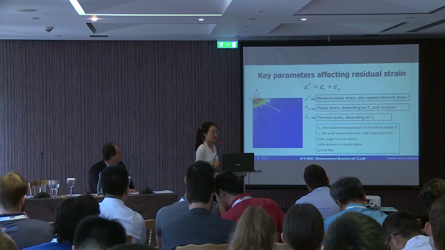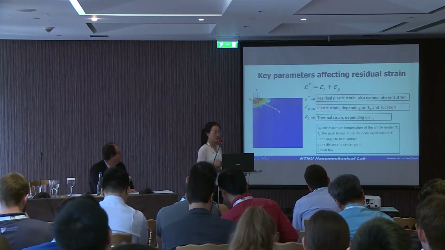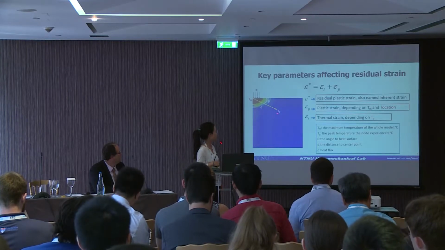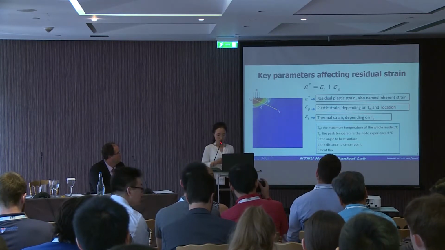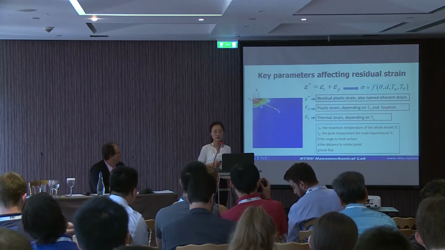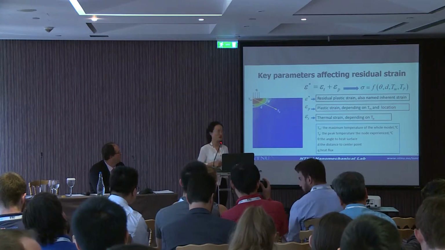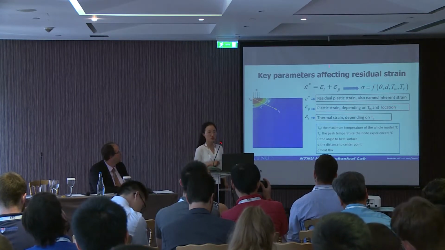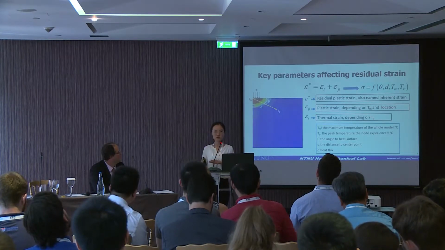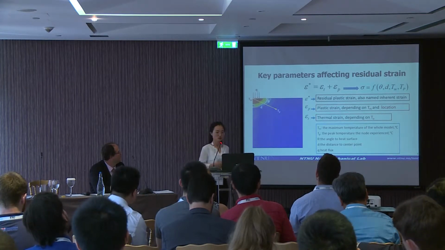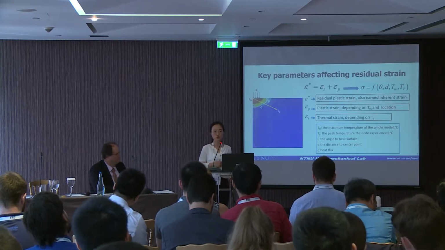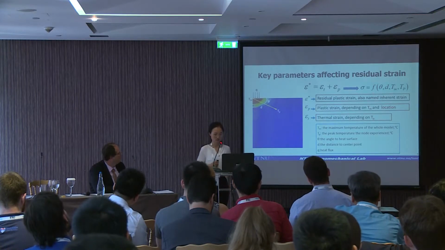And the thermal strain depends on Tp. Tp is the peak temperature the node experienced. So based on the analysis, we know that the residual stress is related to the position of the node, the maximum temperature of the model, and the peak temperature the node ever experienced during the process. In the following slides, I will show you how to get this function.